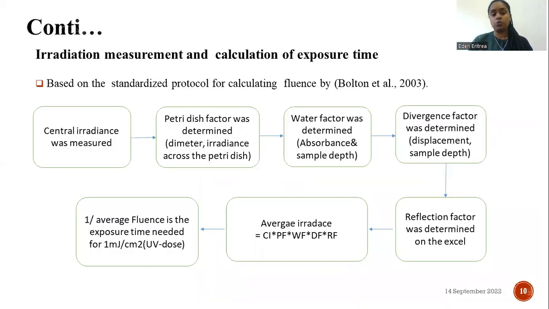Then the next thing we did was measuring the irradiance and calculating the exposure time. This is done based on the standardized protocol by Bolton. The first thing we did was measure the central irradiance. Then we multiplied different factors to the central irradiance: the petri dish factor, water factor, divergence factor, and reflection factor. Once we get all these factors, we multiply them with the central irradiance to get the average fluence rate. Once we get the average fluence rate, 1 over the average fluence rate is the exposure time needed for 1 UV dose, or 1 millijoule per centimeter squared.